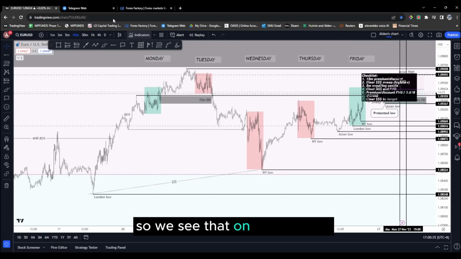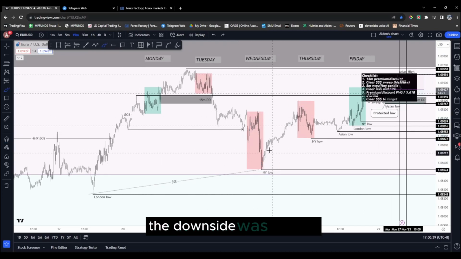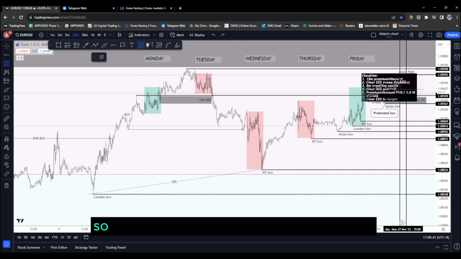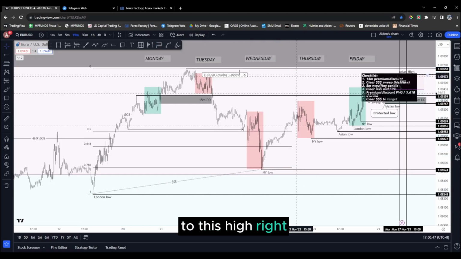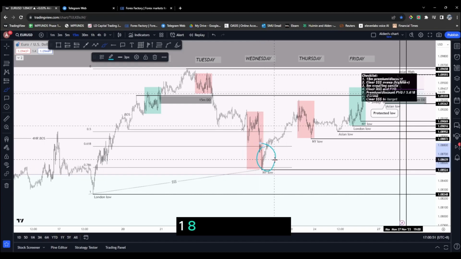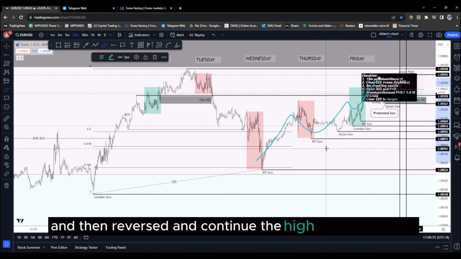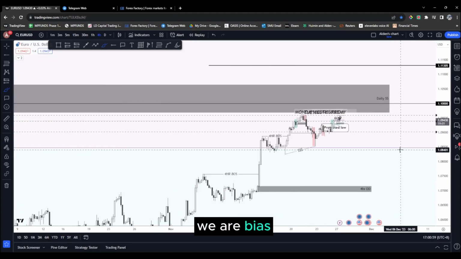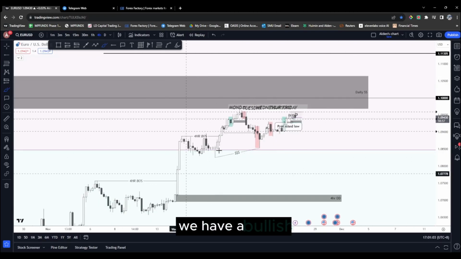We see that on Wednesday the huge displacement to the downside was actually a return to discount prices, right? If I draw a Fibonacci region from this low to this high, we can see that price retraced back into the 618 to 782 region and then reversed and continued the high time frame bias. And as we know, on the 4-hour chart we have a bullish bias.